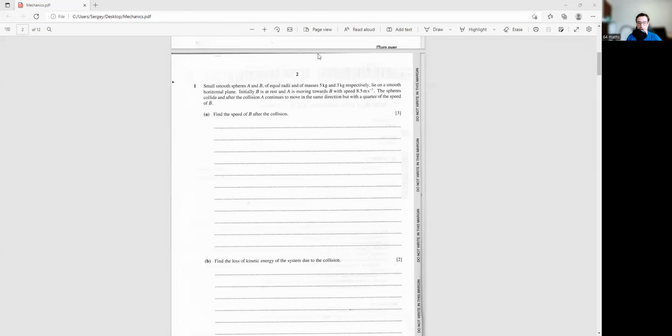Okay, the first question is about collision. Chances are that we'll have to use momentum. But before we do anything, let's draw a diagram to better understand what was going on before and after the collision.